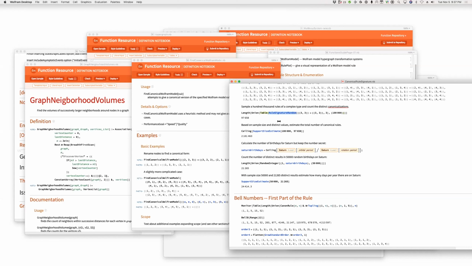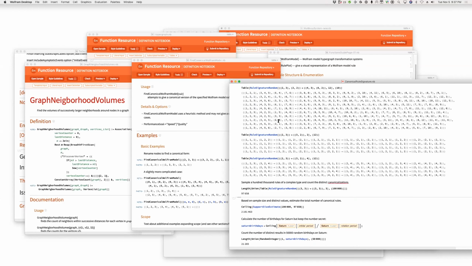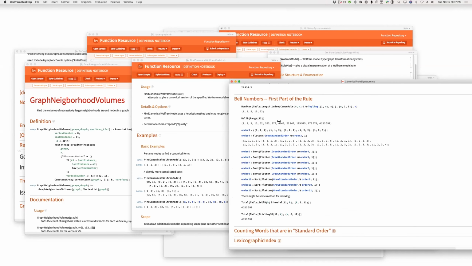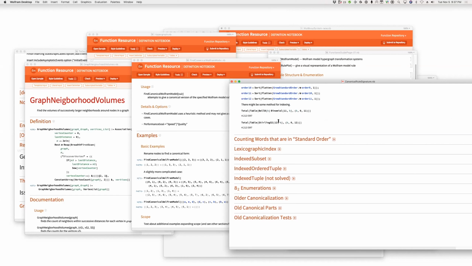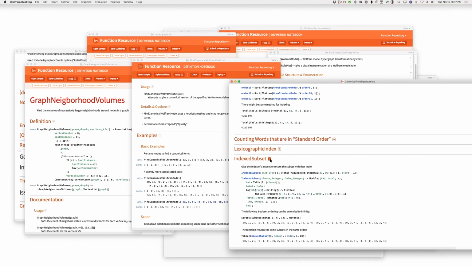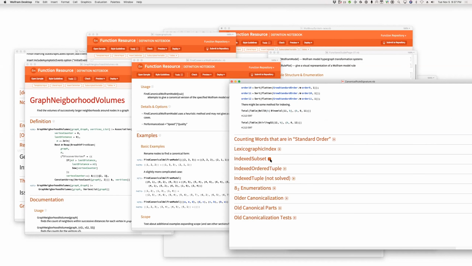Okay, so this rule signature random is his version, I think. And by the way, index subset, he hasn't. It is submitted to the function repository, but not published yet.